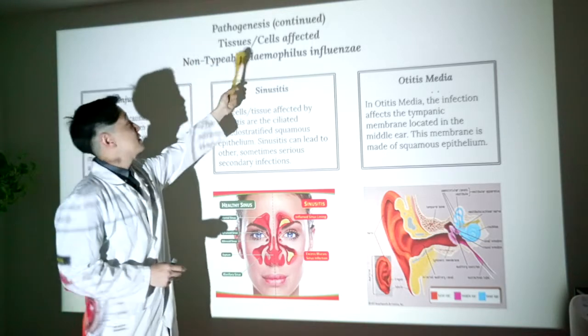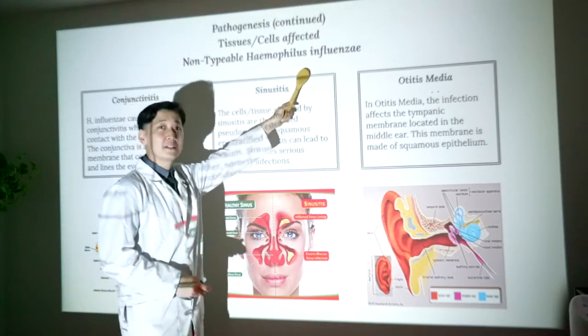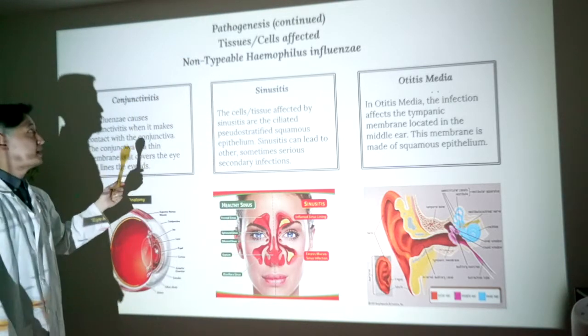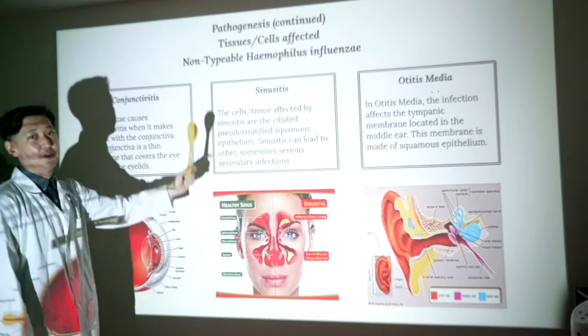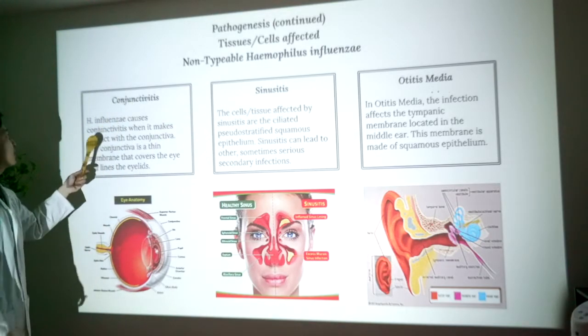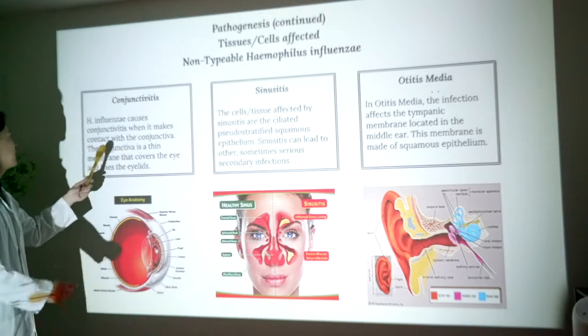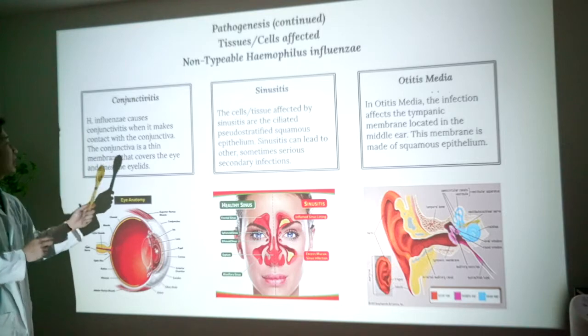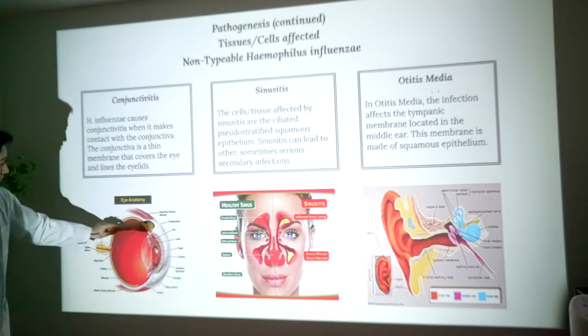For the tissues and cells affected by the non-typable Haemophilus influenzae, these are the major infections caused by the NT non-typable strain. In conjunctivitis, Haemophilus influenzae causes conjunctivitis when it makes contact with the conjunctiva. The conjunctiva is a thin membrane that covers the eye and lines the eyelids. Here.